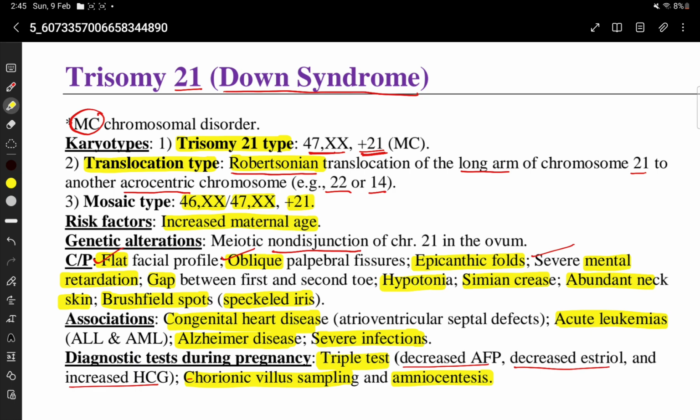Then other diagnostic tests during pregnancy: chorionic villus sampling and amniocentesis. So Down syndrome or trisomy 21 is the most common chromosomal disorder.